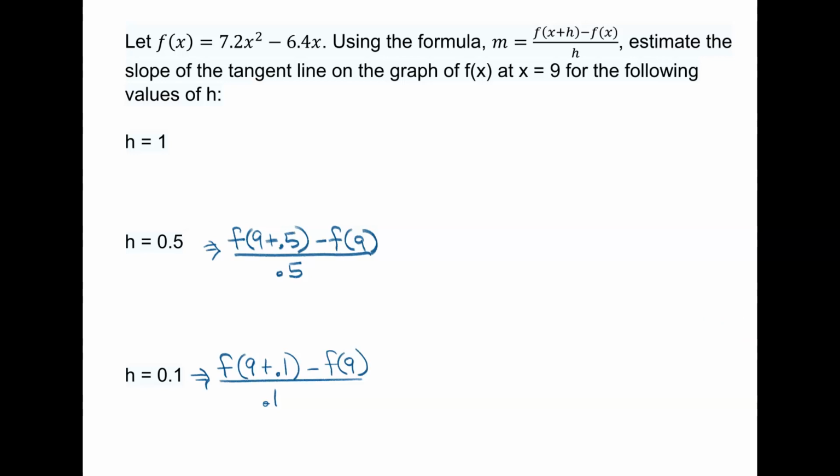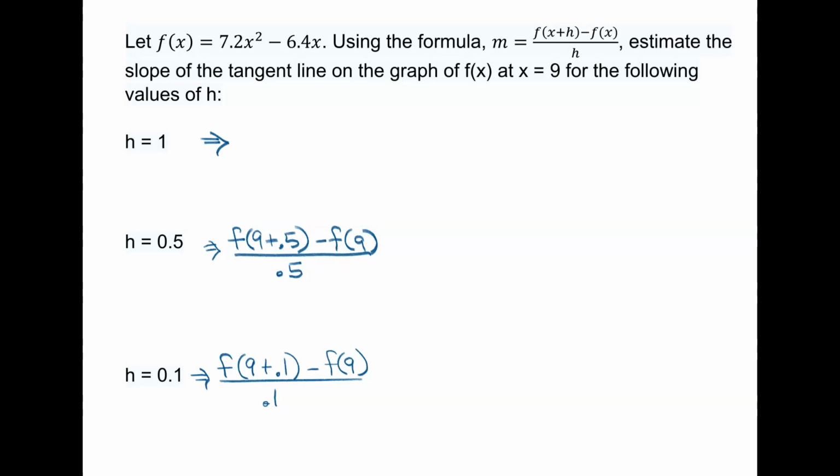Hi, today we're going to take a function and, using the difference quotient, estimate the slope of a tangent line at a point. For today we're using the function 7.2x squared minus 6.4x, and we're going to be finding the slope of the tangent line at 9. This is going to be a somewhat tedious process. We have to plug in a bunch of numbers and use our calculator to evaluate.